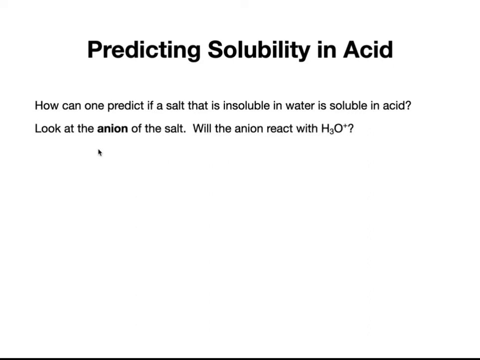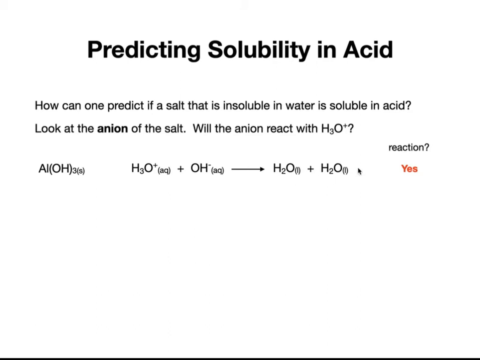And ask yourself, will the anion react with hydronium? Okay, that's the question. So let's go back. We're going to look at each of those 3 salts that we had. Aluminum hydroxide. What do we want to focus on? We want to focus on the hydroxide, and we want to say, will this reaction occur? Will hydronium react with hydroxide? It will. This reaction occurs.